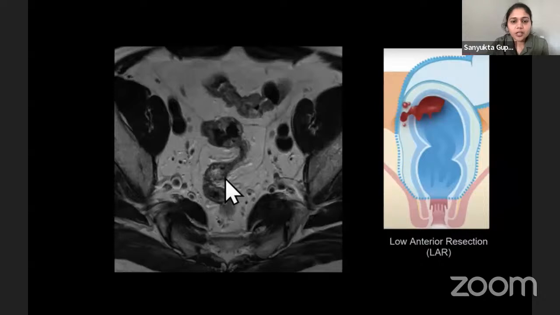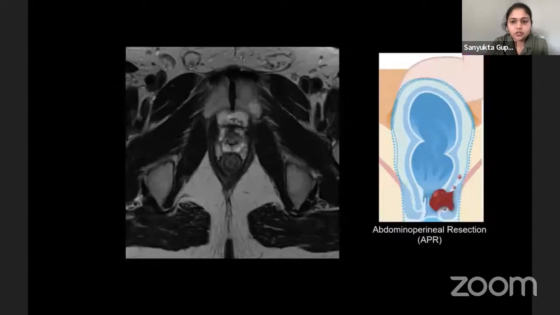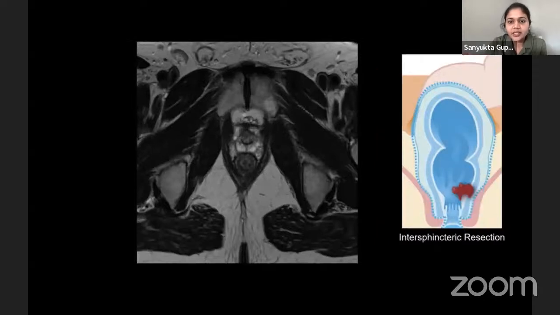So this is just a pictorial description of the various surgeries. If the tumor is high above in the upper rectum, the patient can undergo low anterior resection. If it is already involving the anorectal junction and you cannot find a margin, it is less than 1 centimeter, and then it has to undergo abdominoperineal excision. And then we have the newer intersphincteric surgeries where we can save the external sphincter.